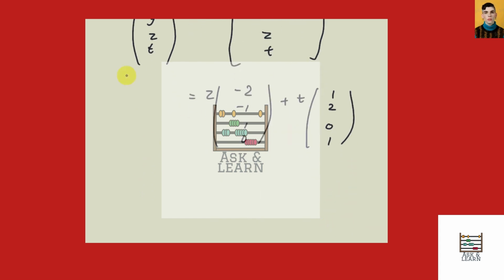So the kernel of f is equal to the span of (-2, -1, 1, 0) and (1, 2, 0, 1). That is the value of the kernel.